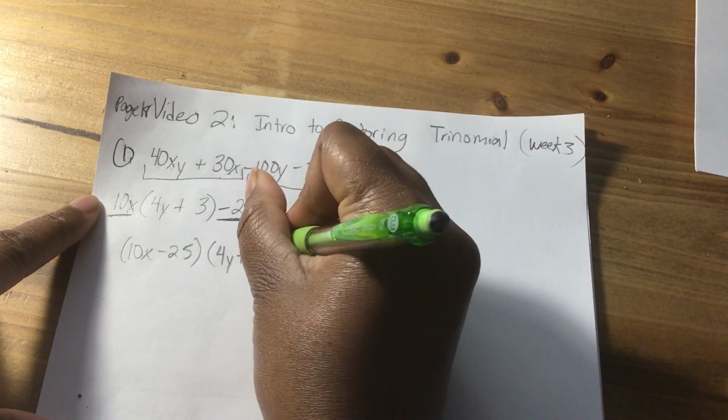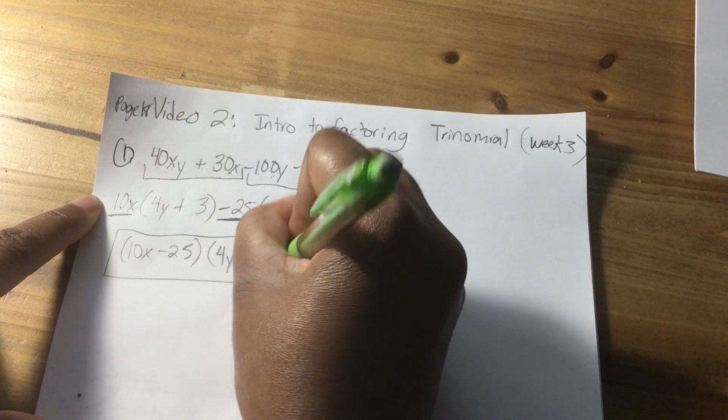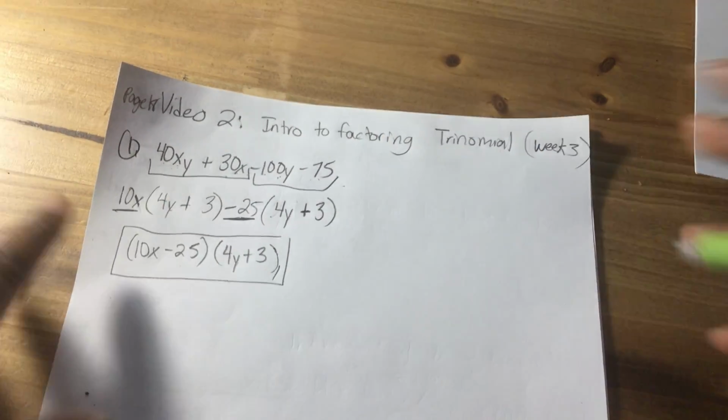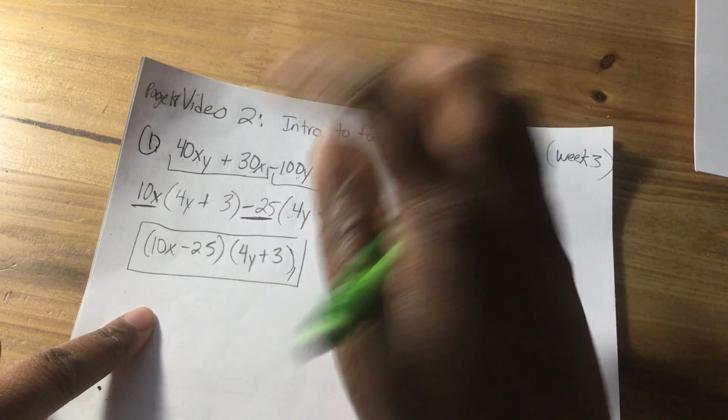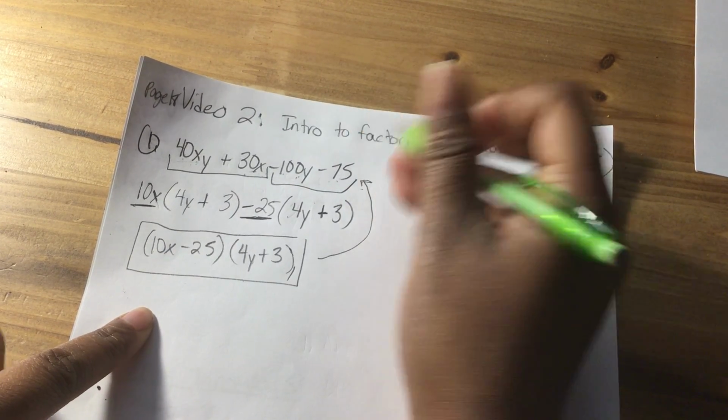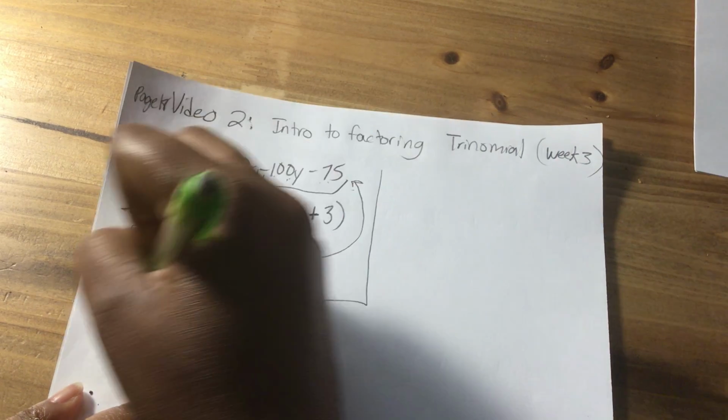So these are the 2 factors. You factored it. This binomial times this binomial is going to give you this. Okay.